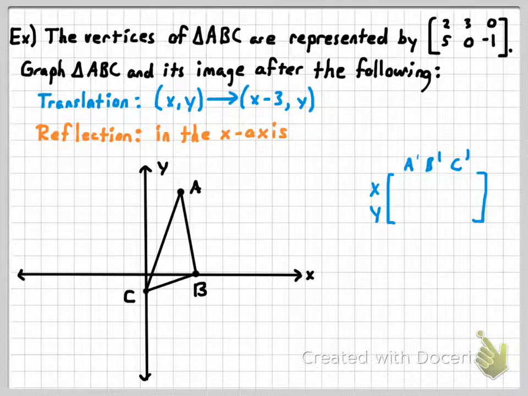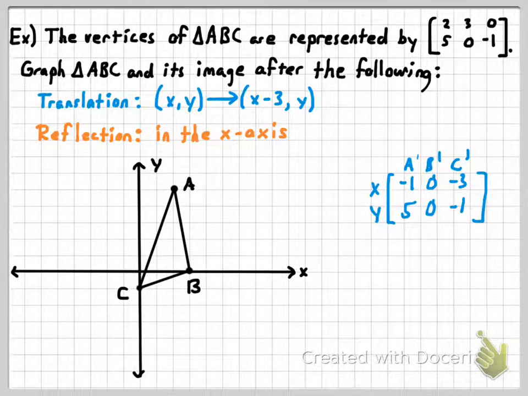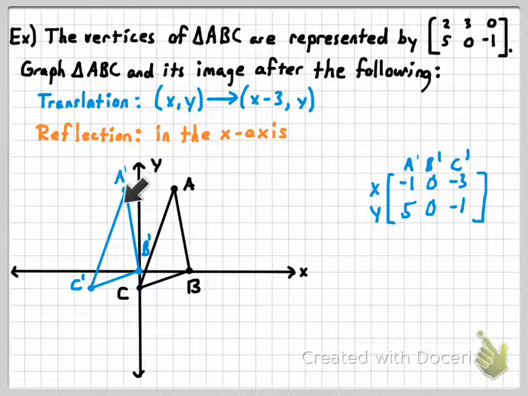So our rule for the translation says subtract 3 from each of the x coordinates. So 2 minus 3 is negative 1, 3 minus 3 is 0, 0 minus 3 is negative 3. And then we're keeping the y coordinates exactly the same. No change there, so they'll remain as 5, 0, negative 1. All right, let's make that graph. So there's that. You can see it is indeed just a translation of the pre-image by 3 units to the left. Translated that 3 units there and there as well.